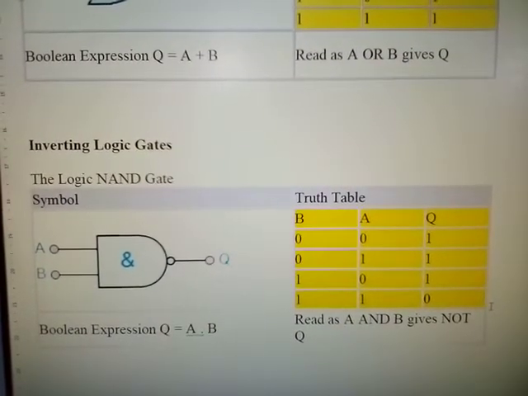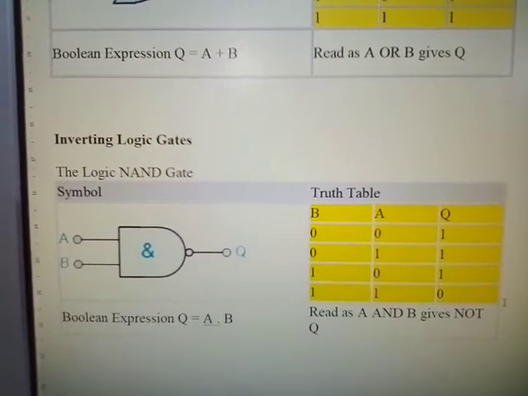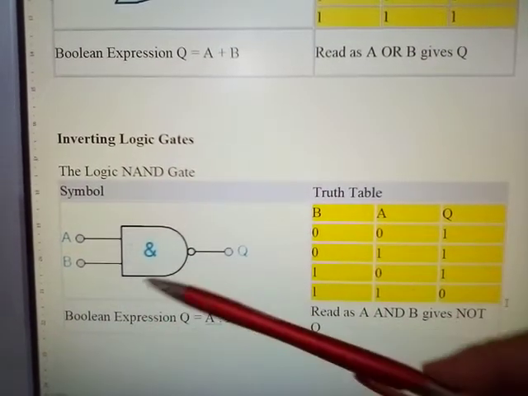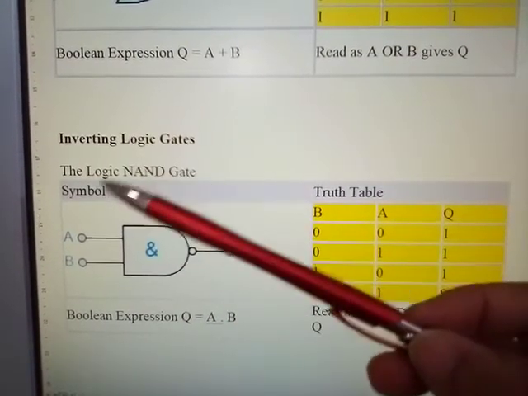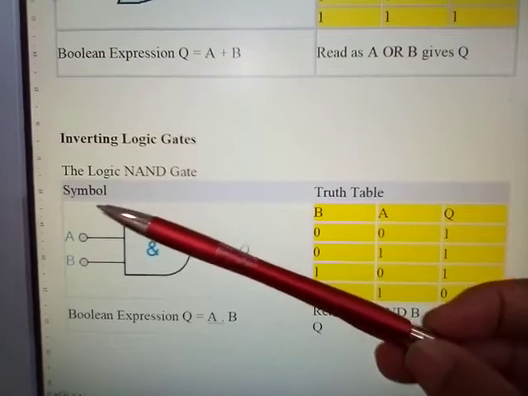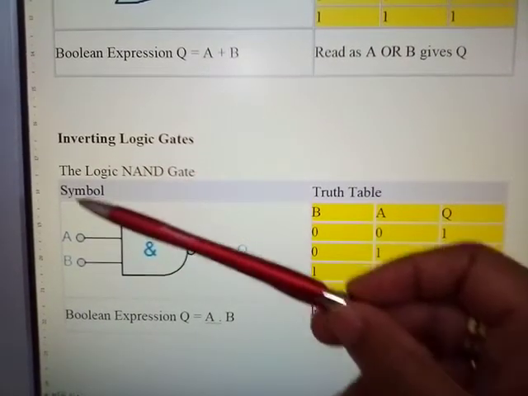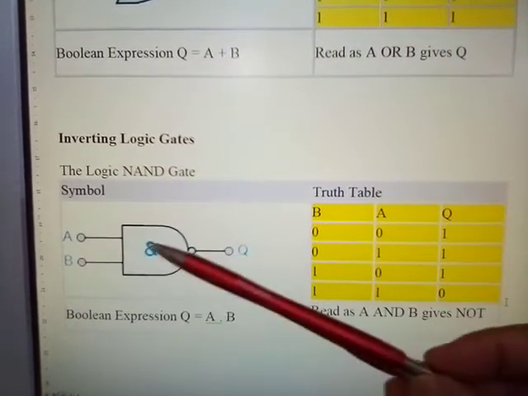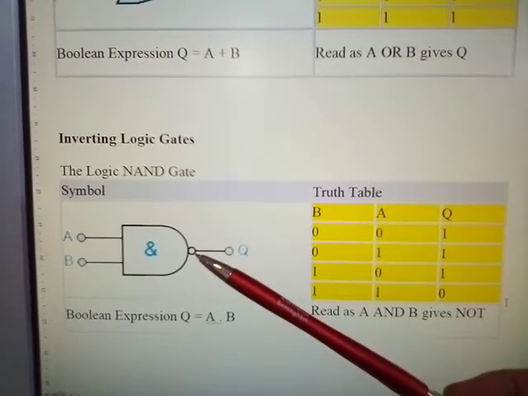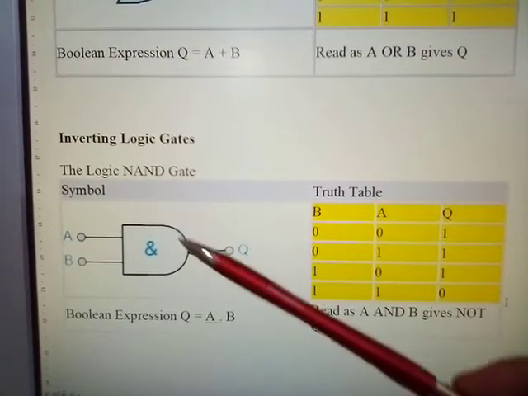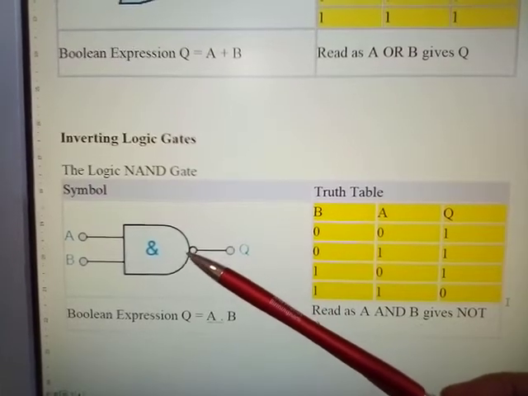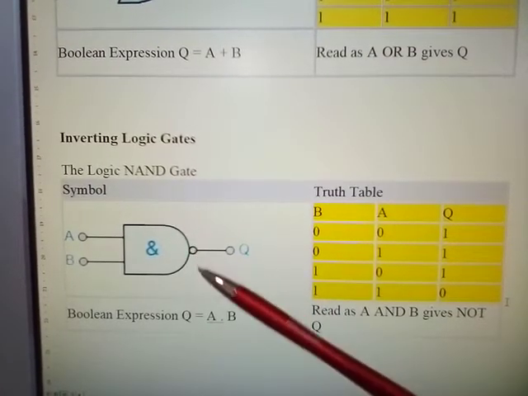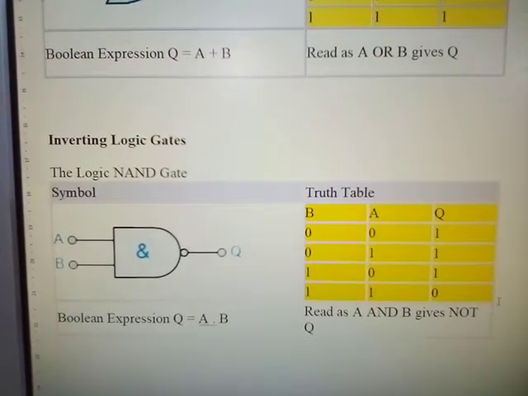And here we're looking at what's called the inverting gate, which is a NOT gate. Or, well, in this case it is not a NOT gate, but it is a NAND gate. But I expect we'll look at the NOT gate a little later on. But inverting logic gate. Now the logic NAND gate symbol, as you can see, the difference here between your AND gate and your NAND gate is this little circle here. You can call this your inverter if you like. Okay.